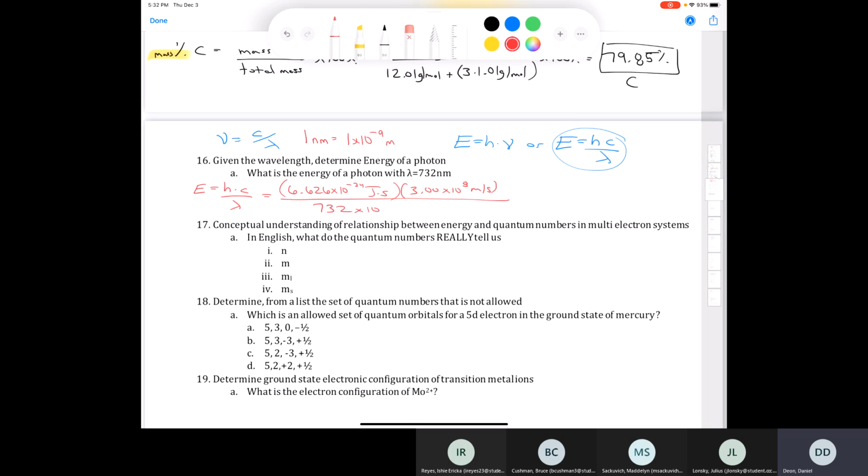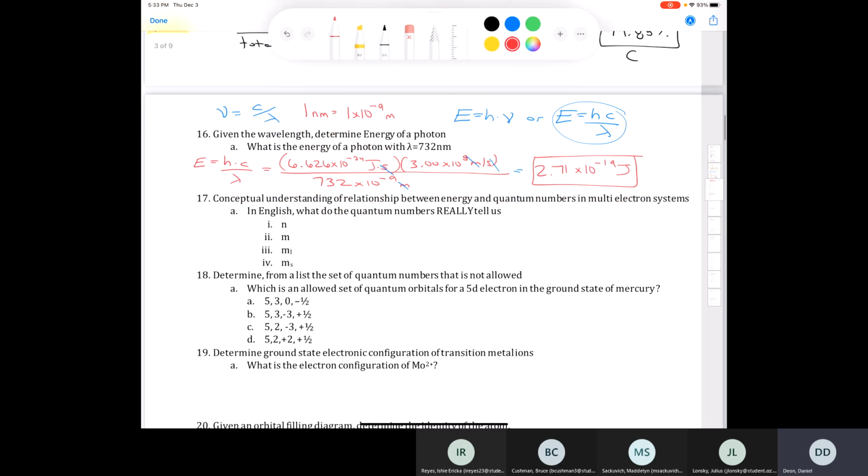732 times 10 to the negative 9 meters, like that. Look at this beautiful stuff. Look, meters cancel out, seconds cancel out, and I'm left over with joules, which is a unit of energy. So I punch all that into my calculator, and I end up with an energy of 2.71 times 10 to the negative 19 joules for that one photon with that wavelength of 732 nanometers, which falls in the visible spectrum from 450 to 750 roughly.